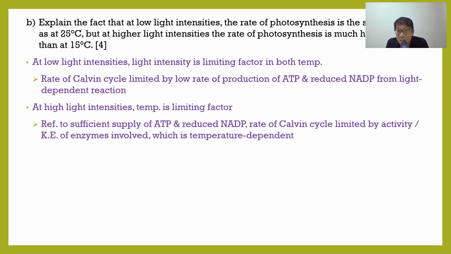So for high light intensity, we have to first mention, as a contrast back to our previous point, that there is sufficient supply of ATP and reduced NADP. So that's why the light intensity is no longer limiting, because now we have sufficient supply of the resources for the Calvin cycle. And now the Calvin cycle is limited by how fast the enzymes are working. So that's why it's temperature that is serving as the limiting factor.